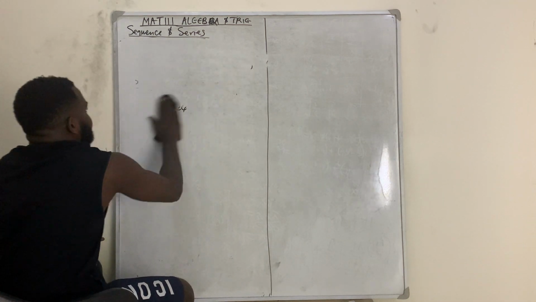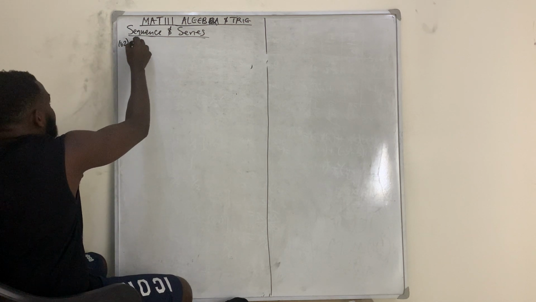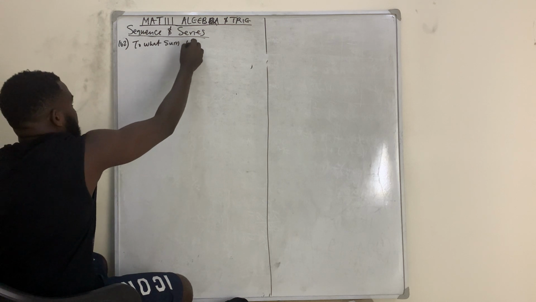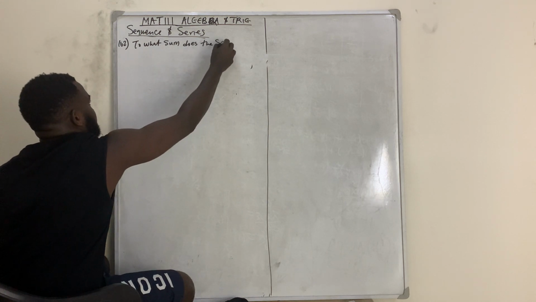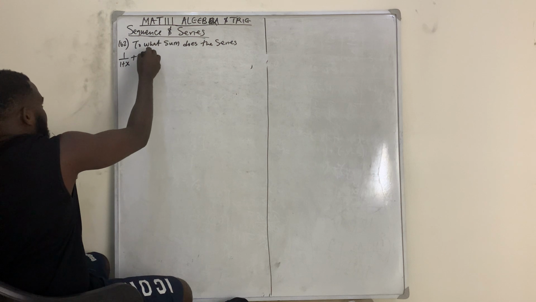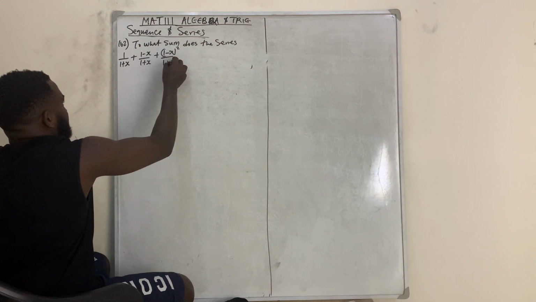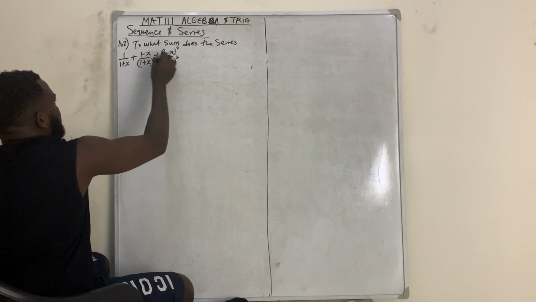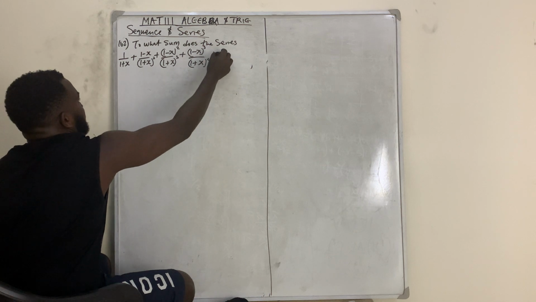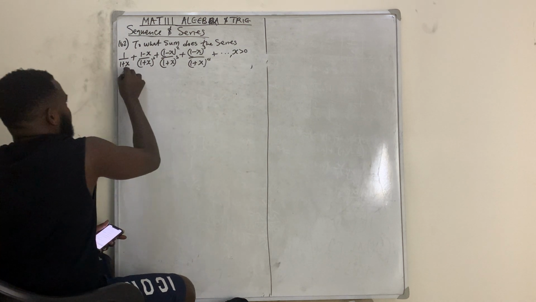We move to the second question. The second question, 162, said to what sum does the series 1 over 1 plus x, plus 1 minus x over 1 plus x all squared, plus 1 minus x all squared over 1 plus x all cubed, plus 1 minus x all raised to power 3 over 1 plus x all raised to power 4, plus dot dot dot, converge, given that x is greater than 0.